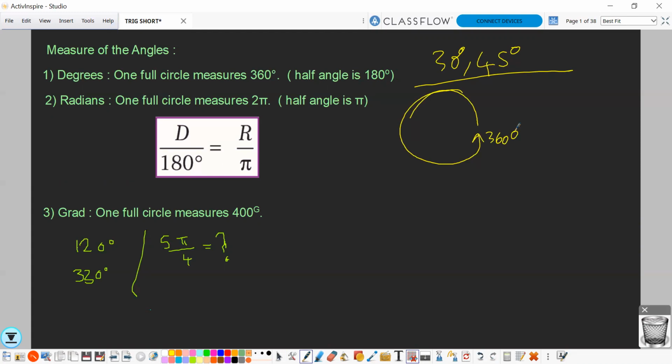And then in history, there are some other measurements. Before 360 degree, they probably used some other numbers, perhaps 500, 400, 600, 700. There is another one in the book, 400. We call this grad, 400 grads. So half becomes 200 grads.